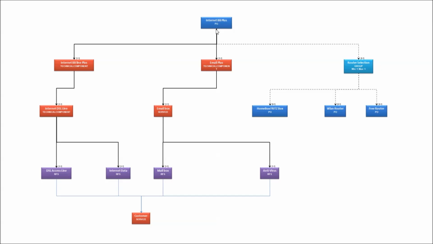And the product itself composes into multiple components. So first into the BB Line Plus and Email Plus, which then are composed of generic services, the email box, which has the email box itself it needs to activate and antivirus for it, and the Internet BB Line Plus decomposes into Internet DSL line technical component, which first activates the line and then the data for it.